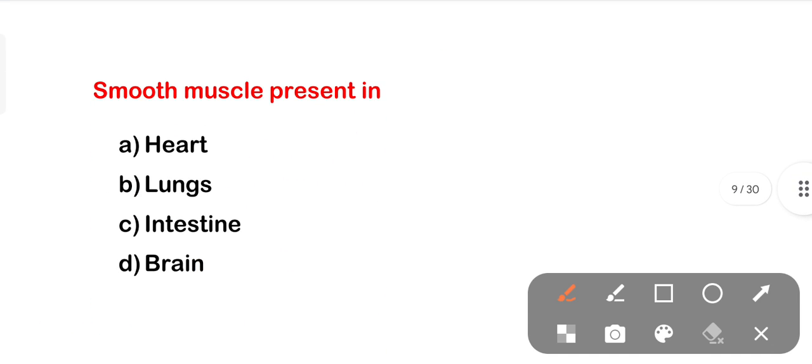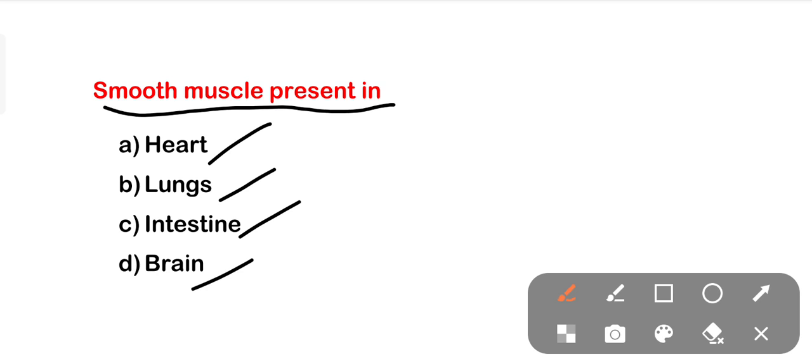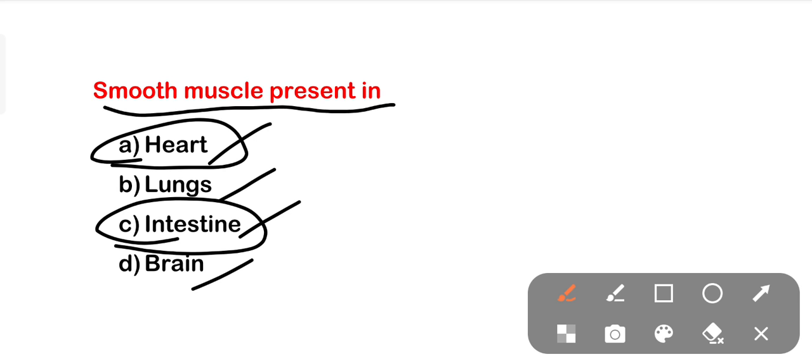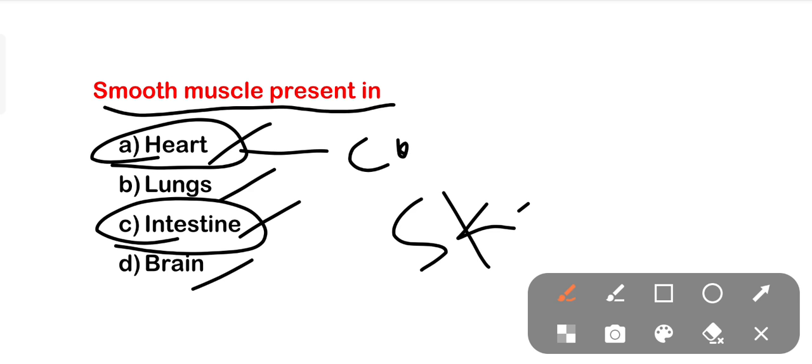The next one is a smooth muscle is present in. So where can we find the smooth muscle in our body? Options are heart, lungs, intestine and brain. The right answer is intestine. So in the intestine we have the smooth muscle. In the heart we have the cardiac muscle. In the skeletal system we have the skeletal muscles.